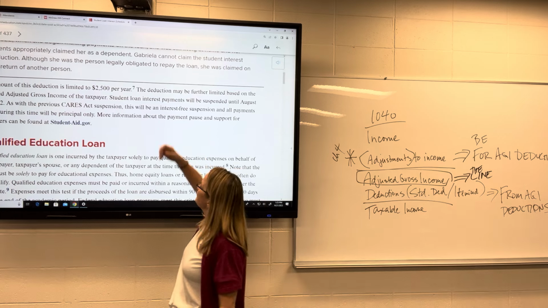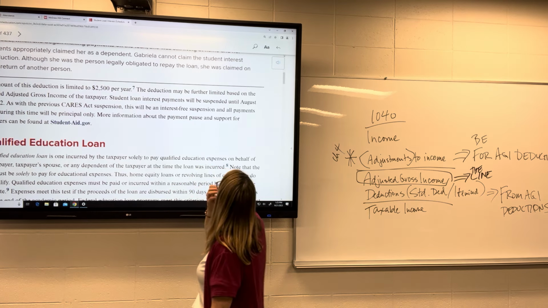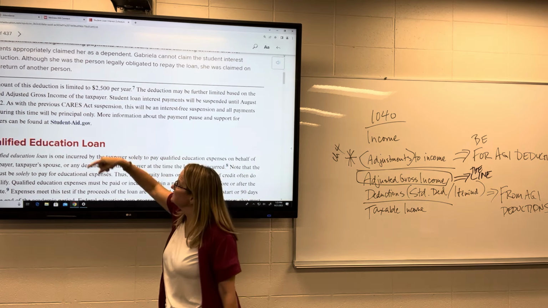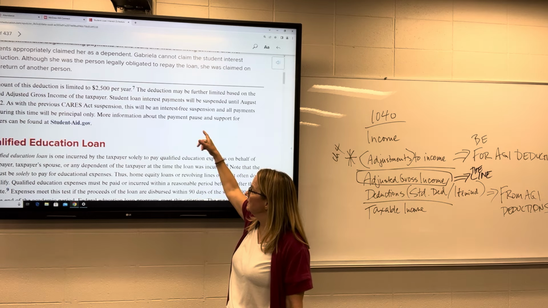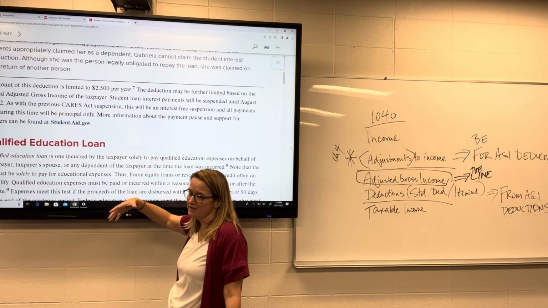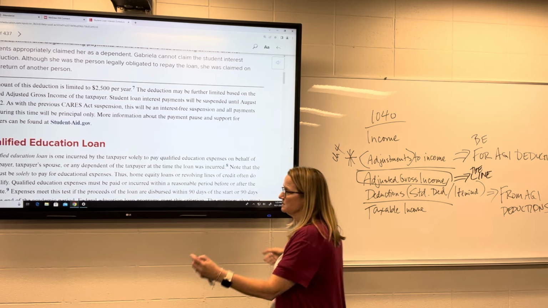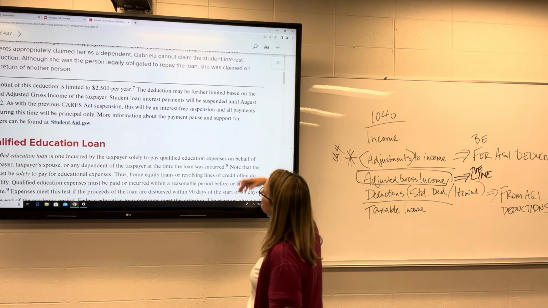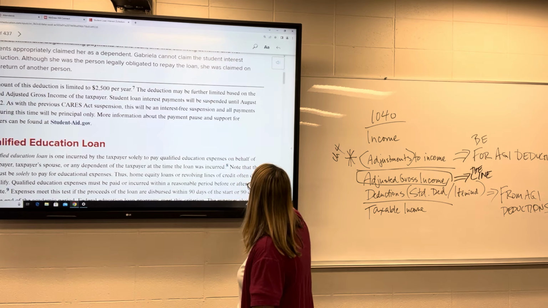Student loan interest payments right now, well, I guess not anymore. On September 1st, they restarted the payments. They were suspended because of COVID, then it was extended, and then it was extended, and then it was extended, but now it's not on extension anymore.